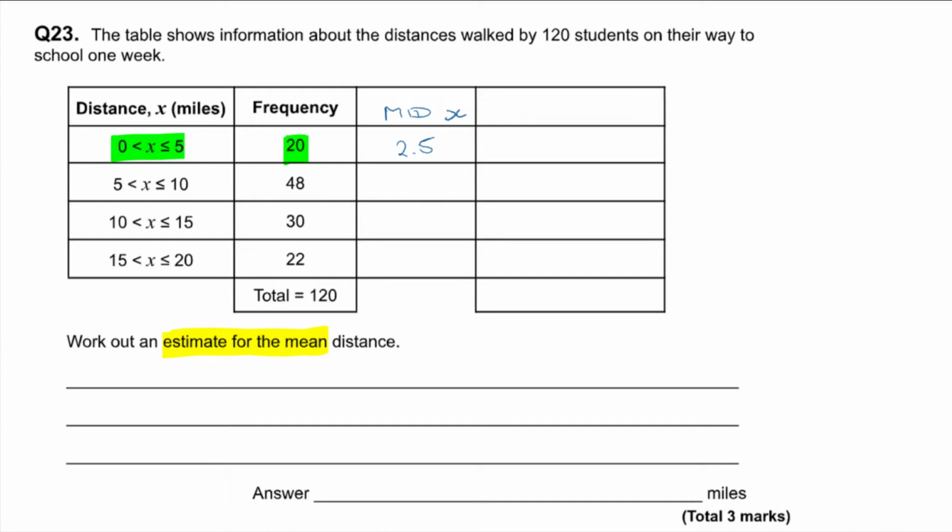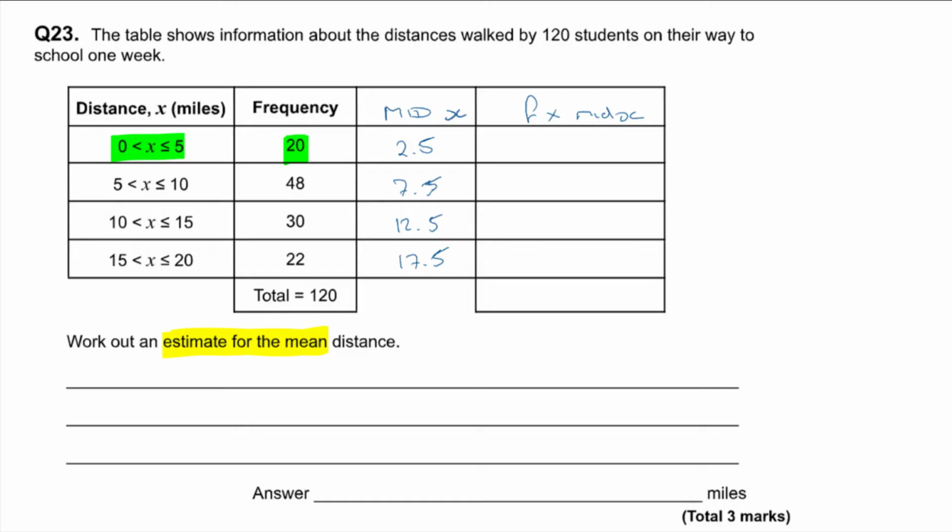5 plus 10 is 15, divided by 2 is 7.5. 10 plus 15 is 25, halve it, you get 12.5. And then 15 plus 20 is 35, halve it, you get 17.5. We're going to use those to represent the amount of miles each student walked in each of those categories. And then we're going to do frequency times mid-x for this one.